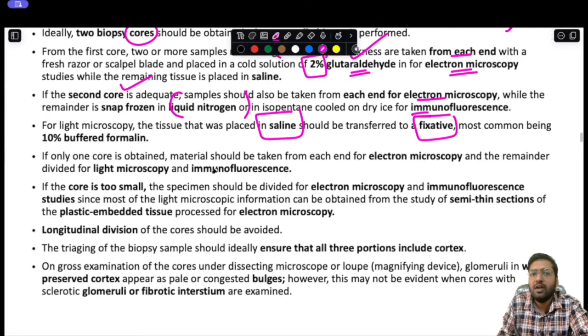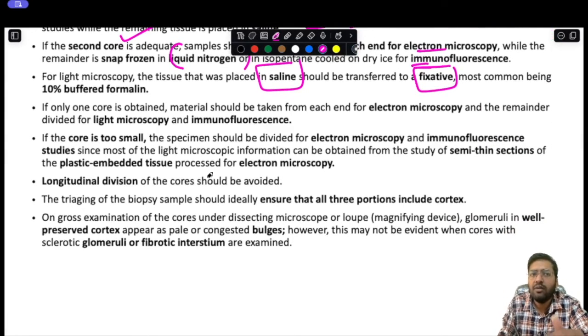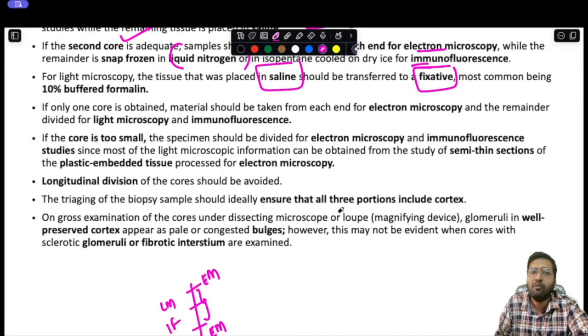Now remember, for example, you have carried out the procedure with a lot of difficulty, and for whatever reason you have obtained just a single core. How should you divide? Again, you should divide from the ends. Both the ends should be divided for electron microscopic study, whereas the remaining part is divided again for light microscopy and for immunofluorescence. This is how you have to divide in case only one core is available.